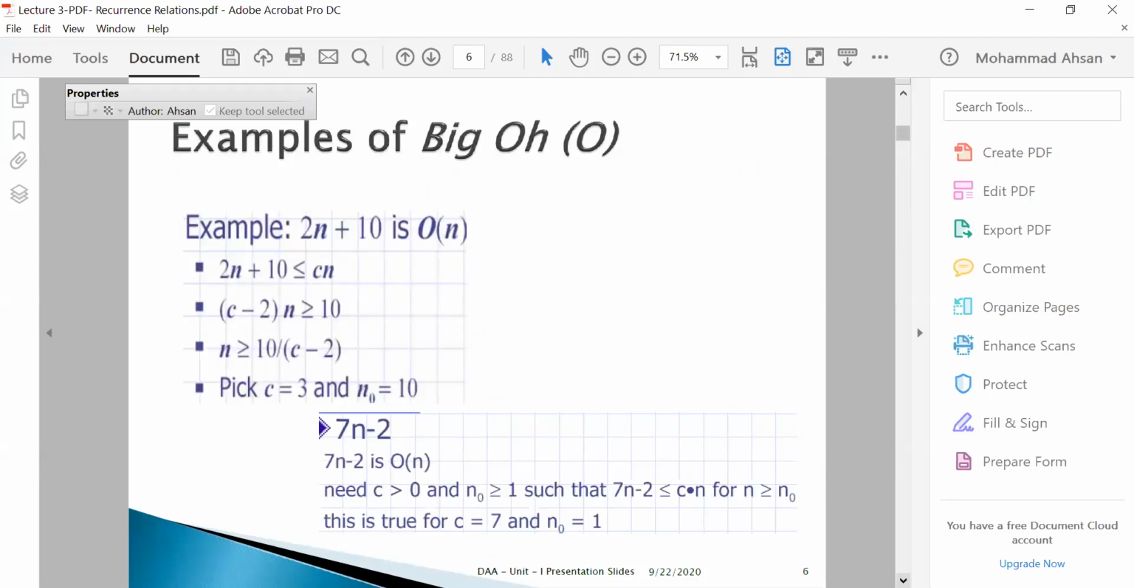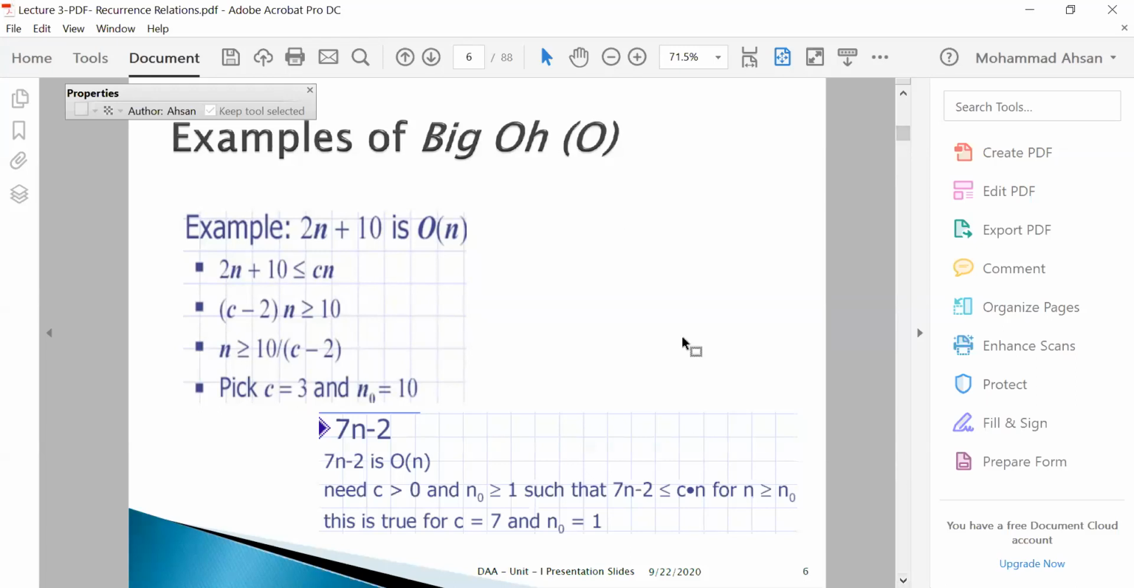Okay, so for example, you have 2n plus 10, it is O of n. Remember the rule that you have to take the highest degree of the polynomial. So that's done. But now if you have to prove, how is it O of n? When is a function O of n? When it is less than or equal to c into n, some constant, and your g(n) here is n.